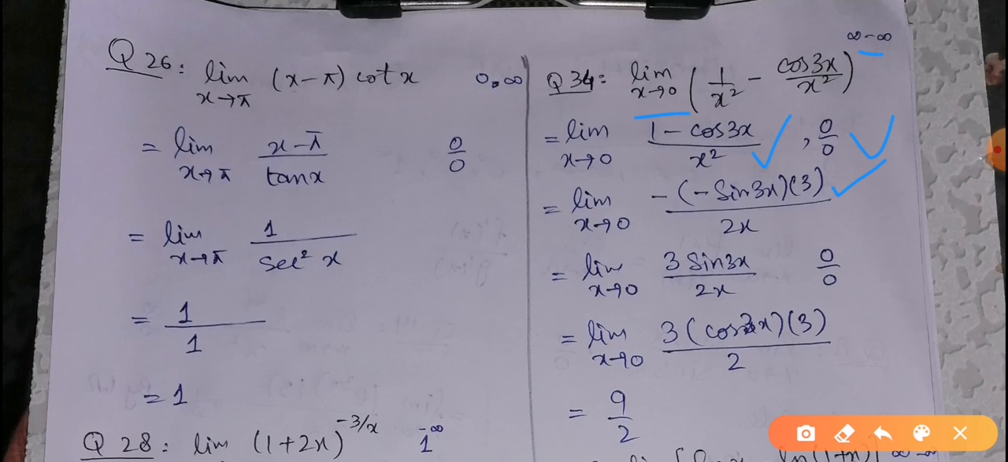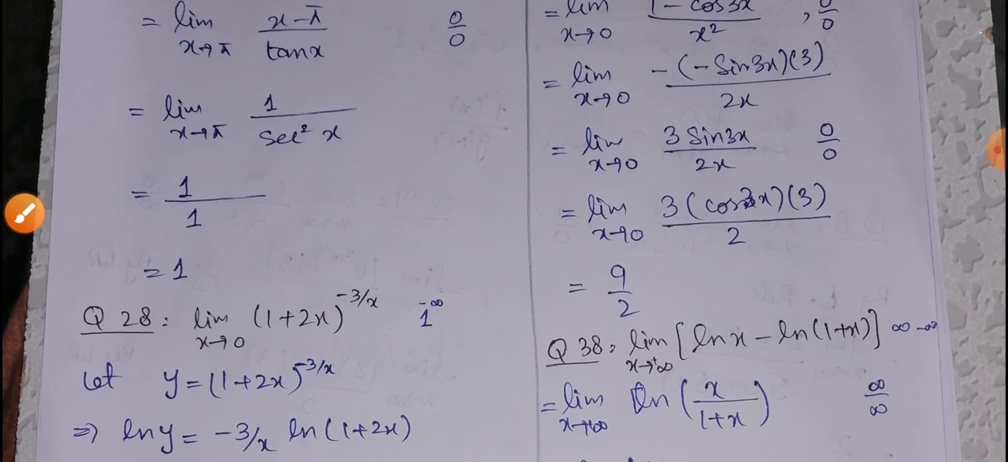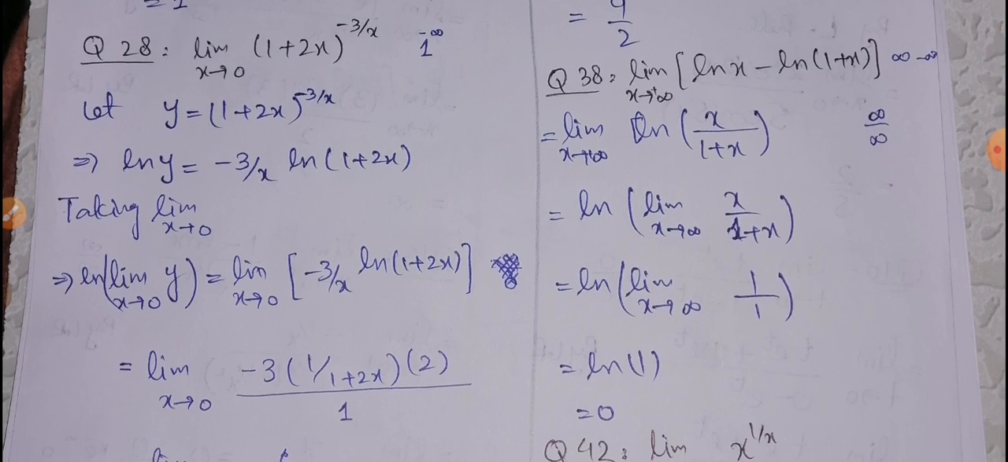The derivative of the numerator is here, and there is the denominator with its derivative. So applying the limit x approaches 0, we get again 0/0 form. So we are going to take the derivative again, derivative of numerator over denominator, and we get 9/2 as an answer.